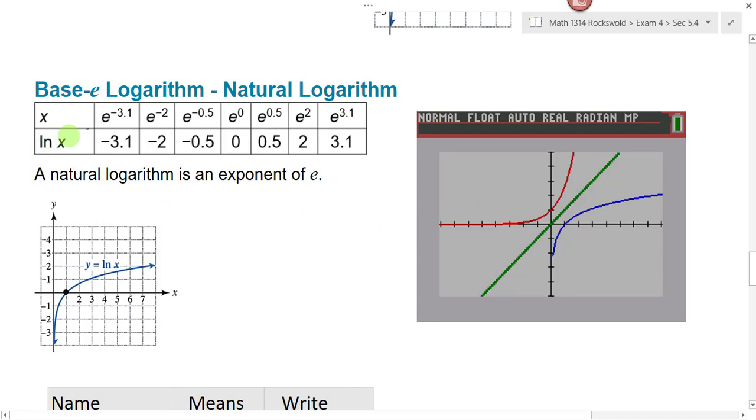If I plug in numbers for x, then use the calculator to evaluate natural log of x, this is what we would get. In red here I have a graph of y equals e to the x. In blue I have a graph of y equals the natural log of x. And in green I have the graph of the linear equation y equals x. Notice the exponential and the logarithmic functions are symmetric about this line y equals x.